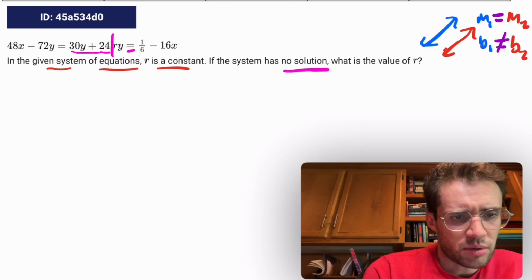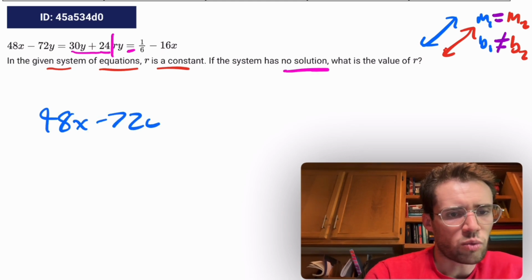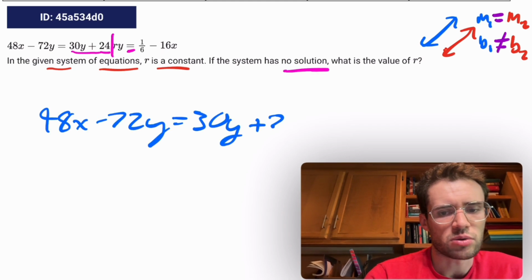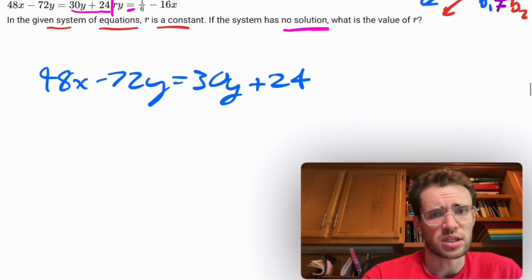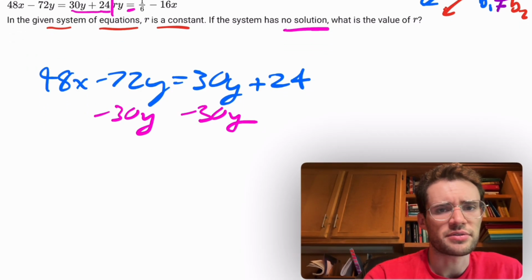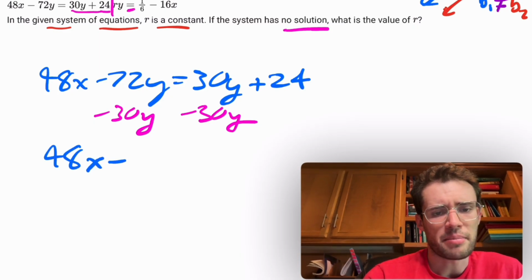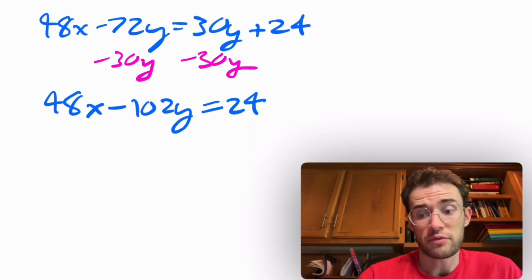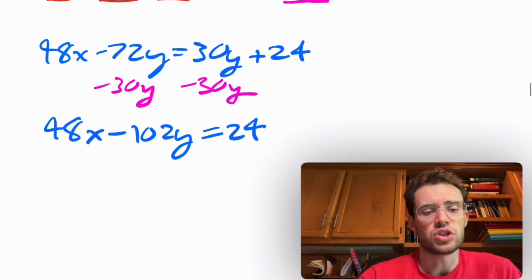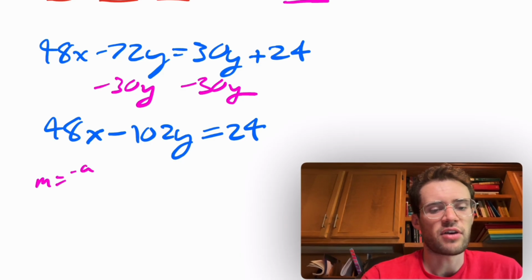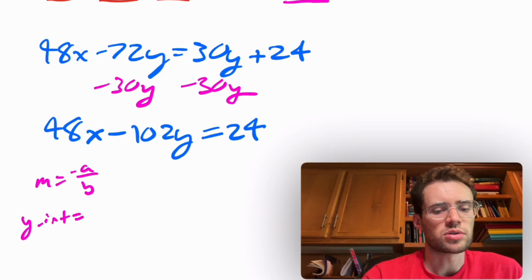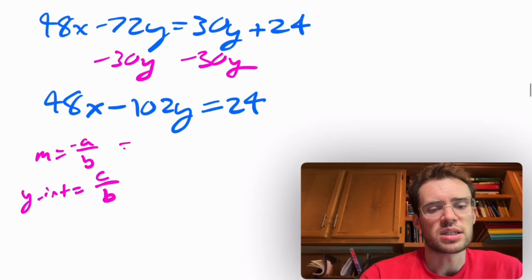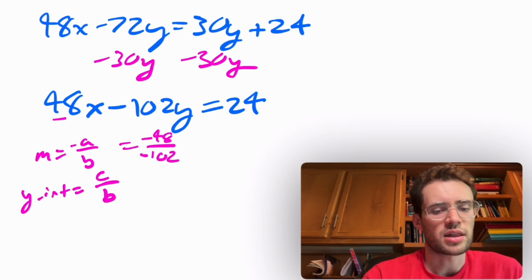All right, so this first equation, we have 48x minus 72y equals 30y plus 24. So this one, I'm just going to get this into standard form because it's pretty close to that. You just subtract 30y from both sides. It gives us 48x minus 102y equals 24. So from here, if you want to find the slope and the y-intercept, you could do, okay, well, our slope would be equal to negative a over b. Our y-intercept would be equal to c over b, which means negative a is negative 48 over b is negative 102. You do it like that, and then c over b would be 24 over negative 102, like that.